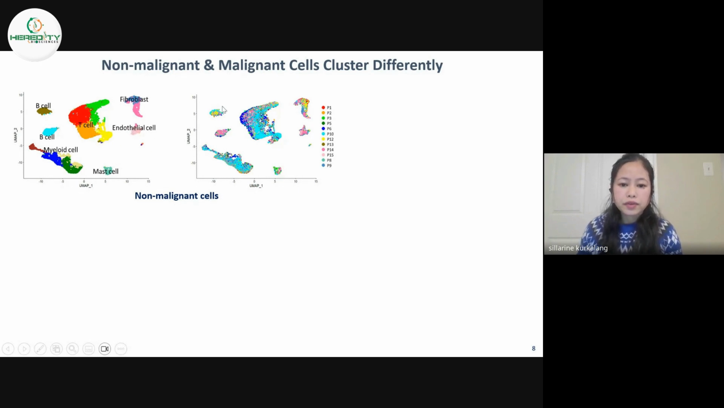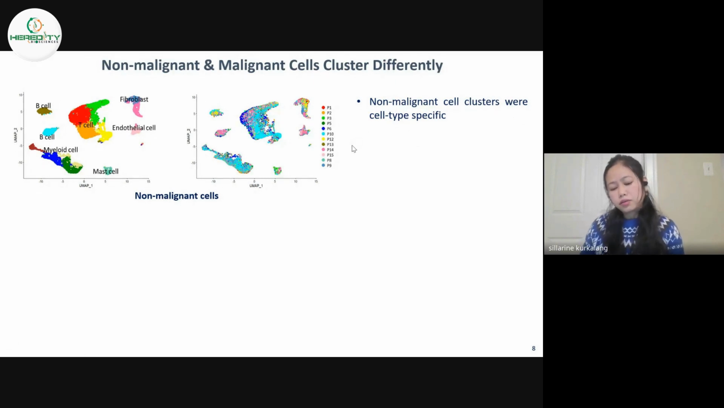And as you can see in the figure on the right, each dot is a cell, colored by patient. The light blue color is cells from patient 10, the red color cells come from patient 1, and so on. And then you can see that for each particular cell type, cells come from all patients. Thus, it shows that the non-malignant cell clusters were cell type specific.